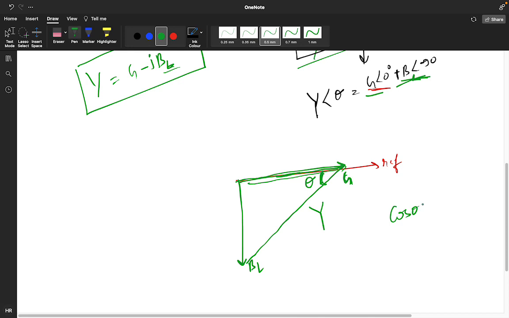So cos theta is how much? Base by hypotenuse. The base is G and the hypotenuse is Y. So cos theta can be written as G by Y, and we can write G as 1 by R, and Y as 1 by Z. So we are getting cos theta equal to Z by R. Is this part clear? Yeah. Okay, if this is clear, then it's fine.